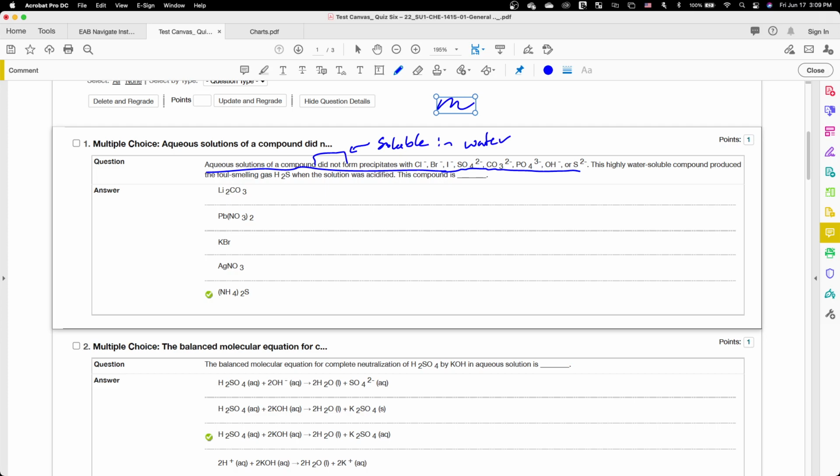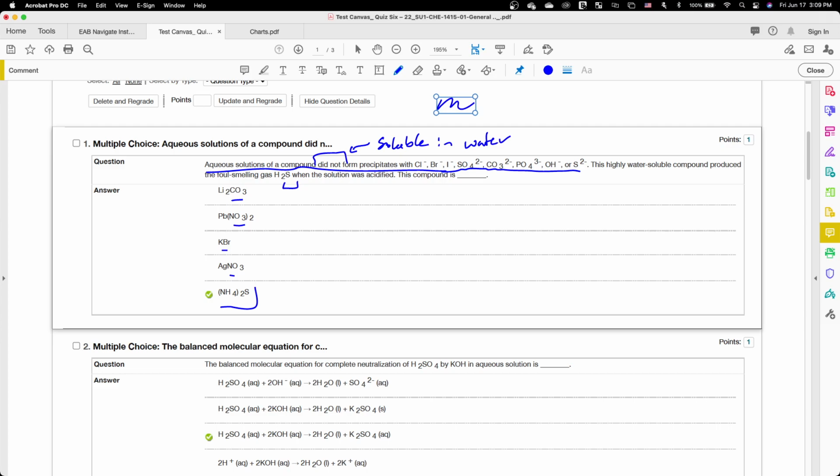Well, this one's pretty easy because all you really have to do is look at the chart, right? You already know that it has to have sulfur in it, number one, because it makes H2S gas. That's the first thing you can see. If you look at the rest of these answers, carbonate doesn't have sulfur, nitrate doesn't have sulfur, bromine doesn't have sulfur. The only one that has a sulfur is ammonium sulfide. So that was your first clue that it's probably that answer.